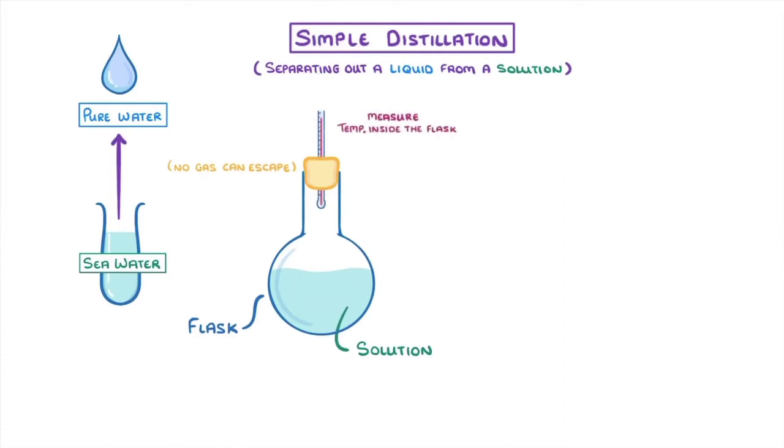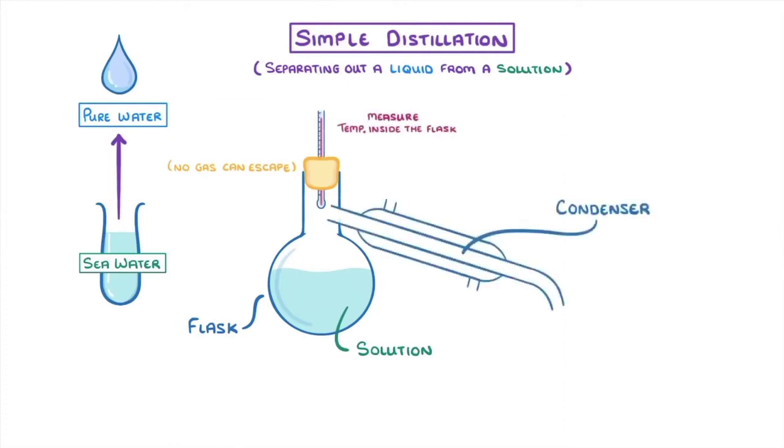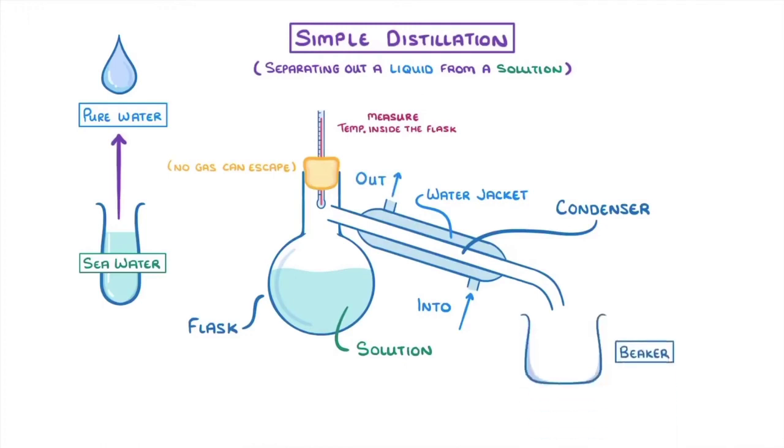Next, we have our condenser, which consists of a main pipe surrounded by a water jacket, which contains a stream of continually flowing cold water, with the water being fed into the water jacket at the bottom and coming out at the top. Then beneath the end of our condenser, we'll have some sort of beaker to capture our pure liquid. And finally, we're going to need some sort of heating device, like a Bunsen burner, which we place under the flask.